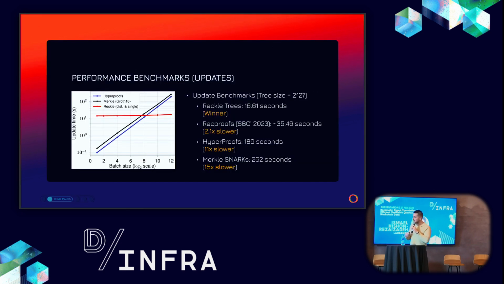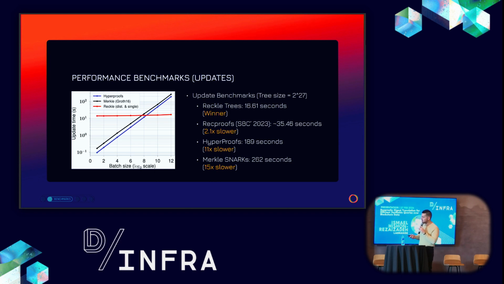Where Reckle Trees really is fundamentally different is on updates. And this is what I was talking about earlier, one of the core principles and core properties of Reckle Trees. Compared to the naive approaches like Hyperproofs and Merkle SNARKs that don't have native updatability, Reckle Trees is 11 times faster and 15 times faster, respectively. Compared to the previous work that our team has done with Recproofs, the Reckle tree construction is 2.1 times faster. And so across both proving and aggregation and updates, we're faster across the board.